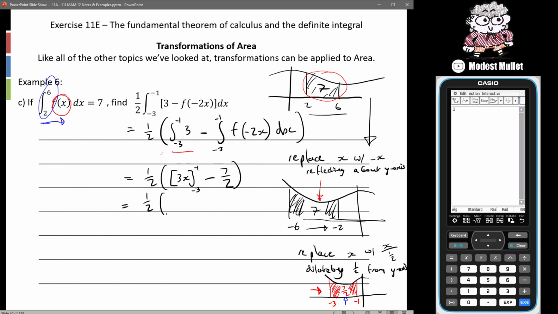You get half by, put -1 in first, so we get -3, take away, put -3 in, -9, minus 7 on 2. You get half by 6 minus 7 on 2, equal to half by 12 on 2, take 7 on 2, is equal to half by 5 on 2, is equal to 5 on 4. And there's your answer. So there's a lot in that.